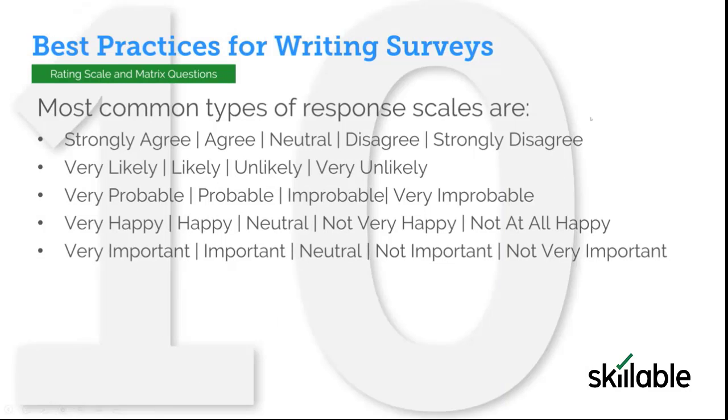And number 10, just a heads up on the most common response scales. You might go from strongly agree to strongly disagree, from very likely to very unlikely. A similar one to that is very probable to very improbable. Others include very happy to not at all happy, and very important to not very important. So those could help you in designing those questions.